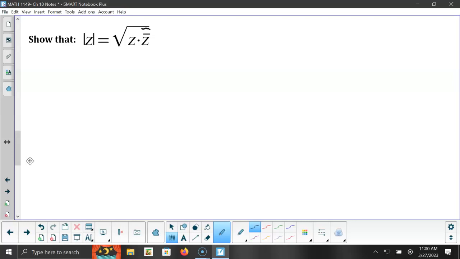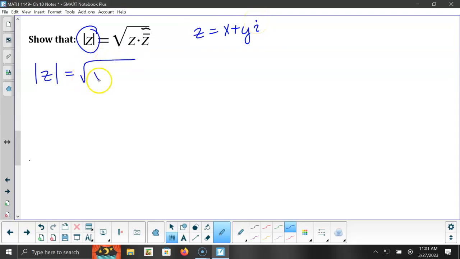Okay. So I tend to just start with left side and right side. So magnitude of z equals, and we're just going to say z equals x plus yi. All right, well, when finding the magnitude, it's just the square root of x squared plus y squared. Yes?